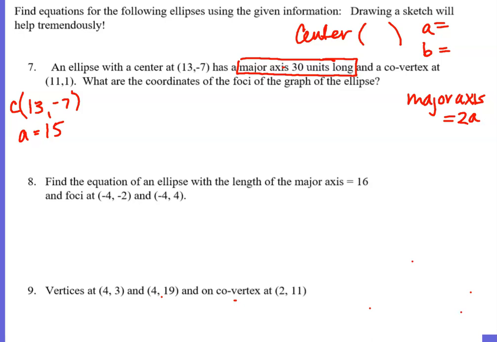Okay, and we said that we have a co-vertex at (11, 1). This is where I would definitely want a graph. It also says what are the coordinates of the foci, but I also want the equation. So let's start with the graph, because this one we're going to need some help. So if this guy is over here at (13, -7), here's my center. It says my major axis is 30 long, but I don't know right now if my major axis goes in the x or the y direction. So I'm going to hold off on my major axis. I do know that one of my co-vertices is at 11.